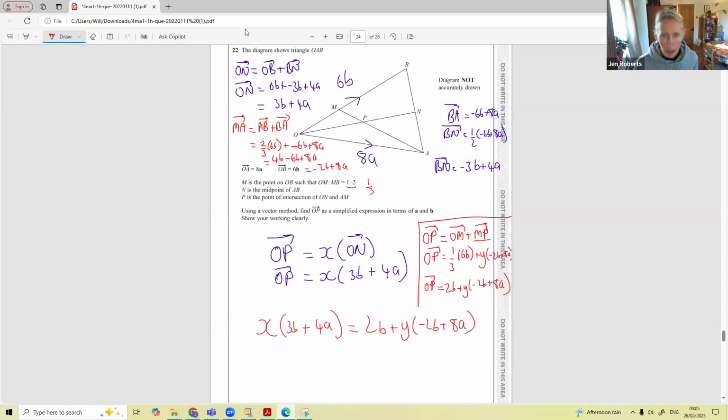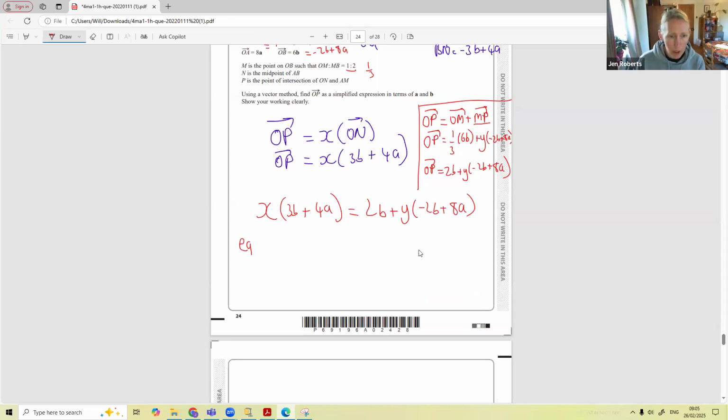I'm going to do something called equating coefficients of letters. First, the coefficients of A. If I multiply out these brackets, I have 3Bx plus 4Ax. So what's the coefficient of A? 4x. When we equate coefficients of A, we do it on both sides. The coefficient of A on the other side is 8y. So I know 4x equals 8y.